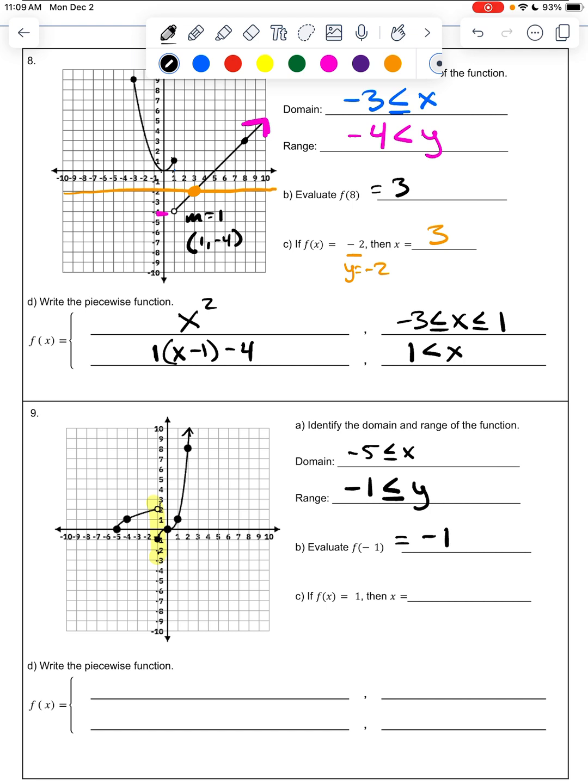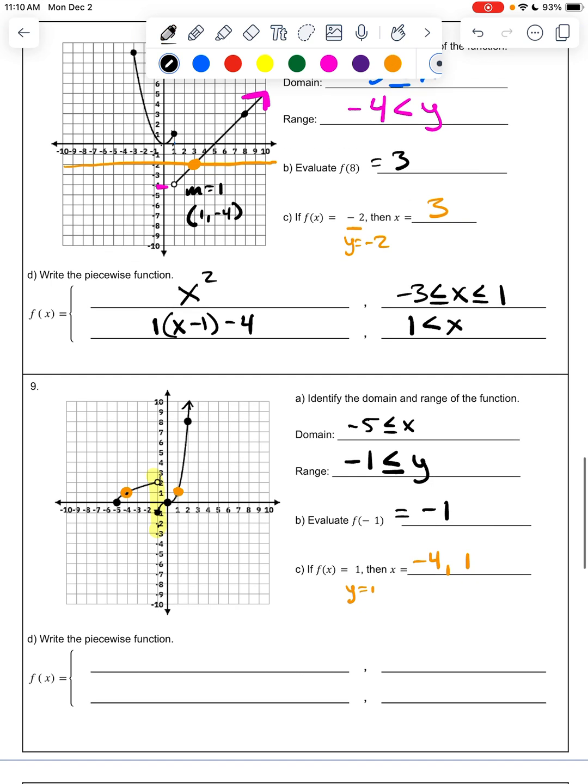The second question says, if f of x equals 1, that means that y is 1. What's the x value? I see that happen right here. I see it happen right here. There are two x values that make it true. X is at -4 and x equals 1. Both of those are solutions to that equation.